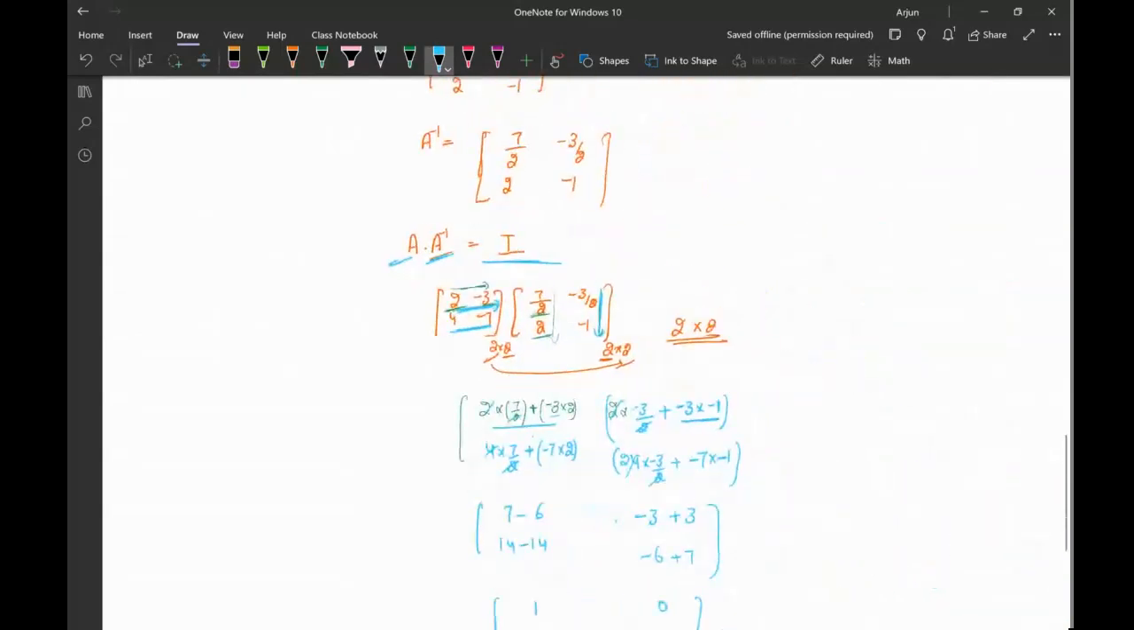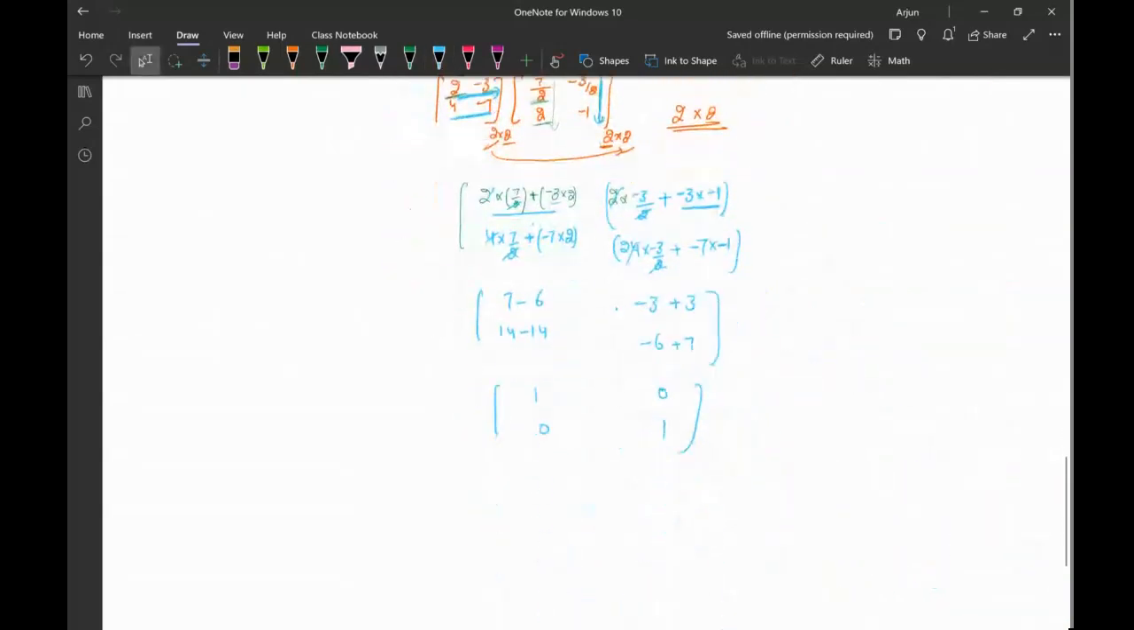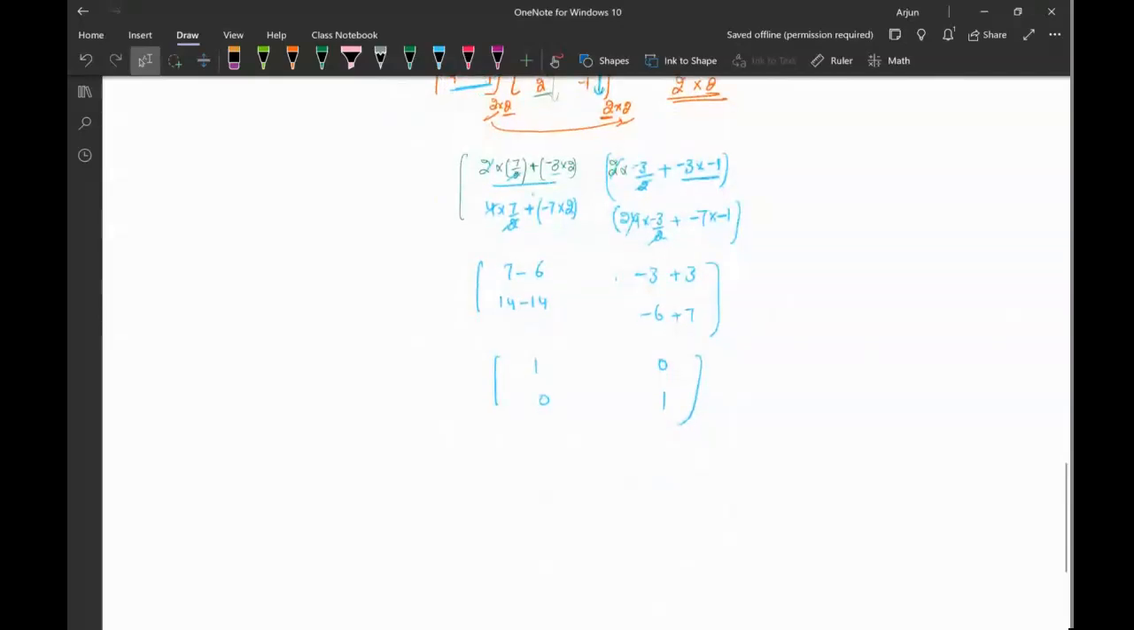So hopefully in this video you were able to learn how we can find the inverse of a 2 by 2 matrix. That's what we've done by now. In the next video I will try to teach you how you can find the determinant and the inverse of a 3 by 3 matrix. Till then, goodbye.